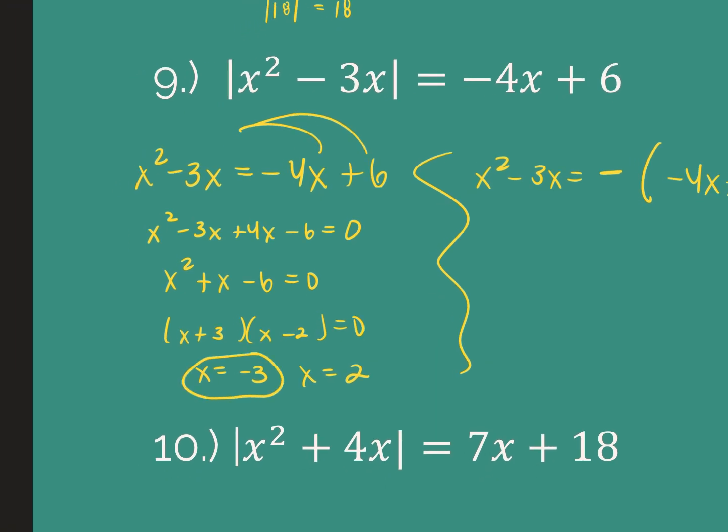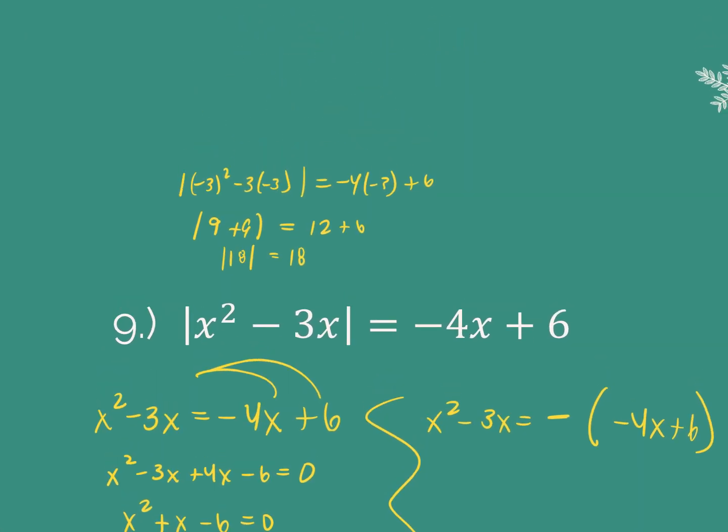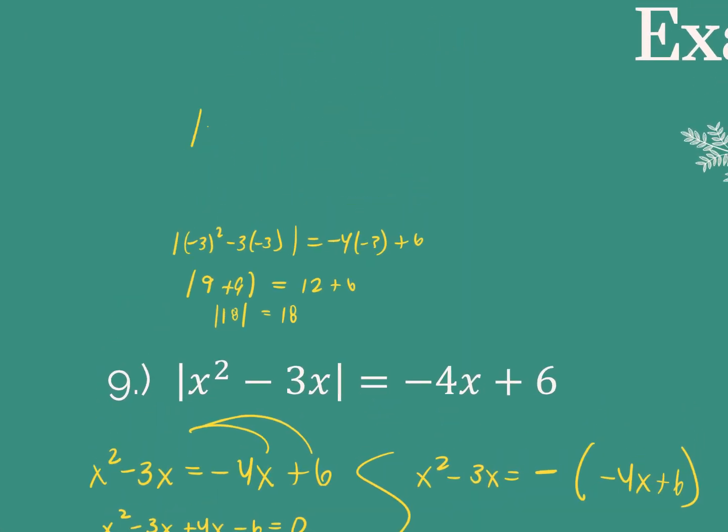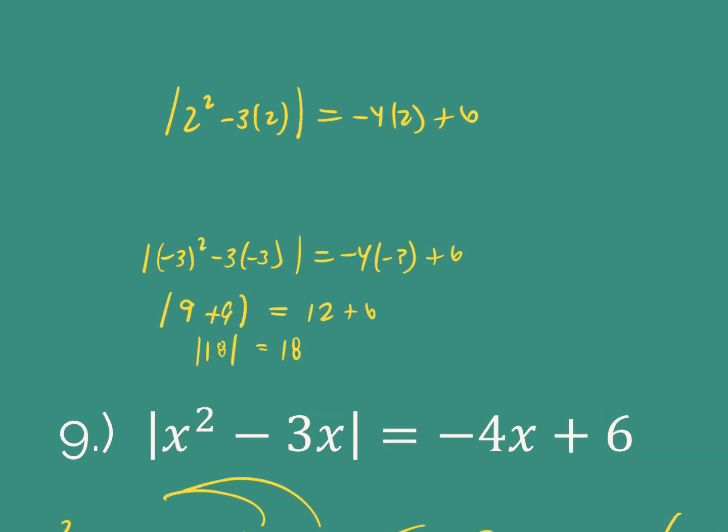Everybody with me? I'm showing you how to check just to make sure you guys understand. So now we're going to try 2. If I plug in 2, I have the absolute value of 2 squared minus 3 times 2. Does that equal negative 4 times 2 plus 6? 2 squared is 4, so I have 4 minus 6.